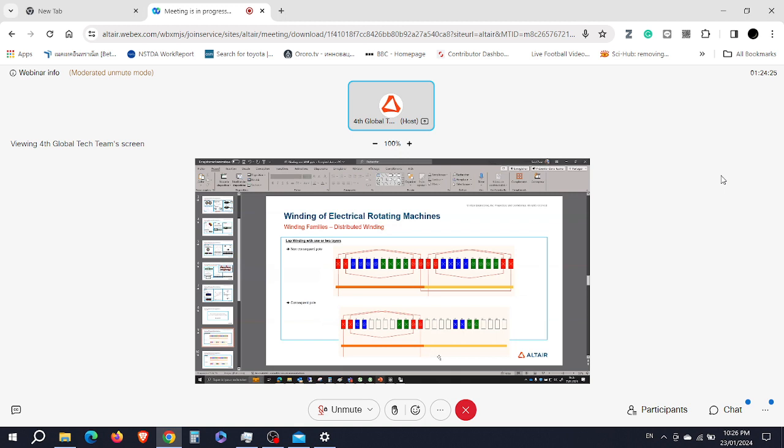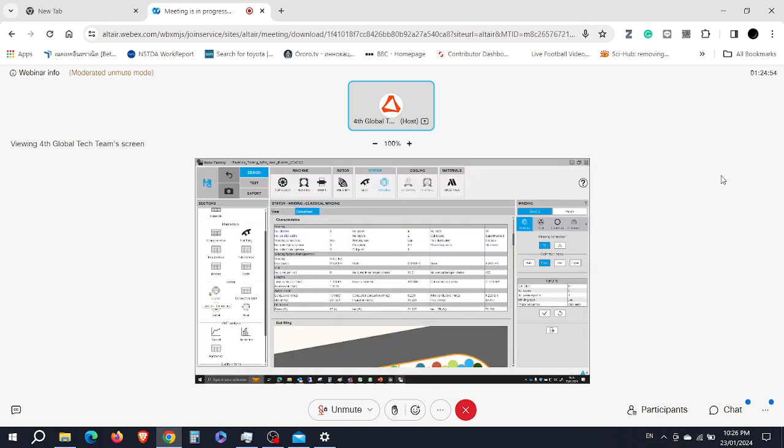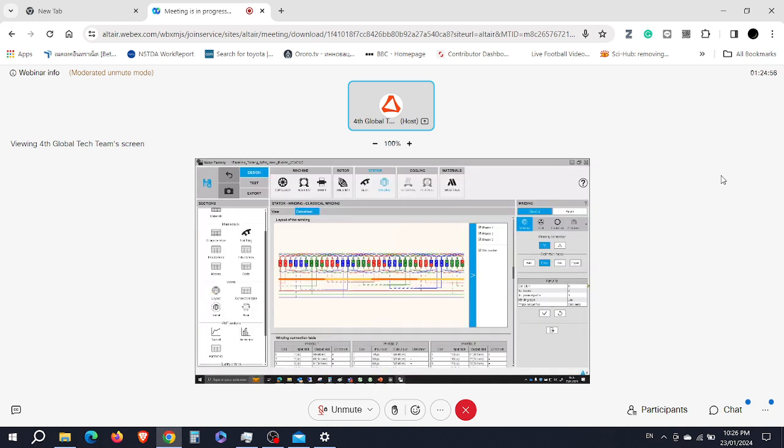Okay. So let's see now the different winding technologies. Here I am going to talk about the most known one. So here we have lap winding. If I go back to my winding layout here, right, I can see a lap winding. Or if I go back to here, I can use concentric winding.